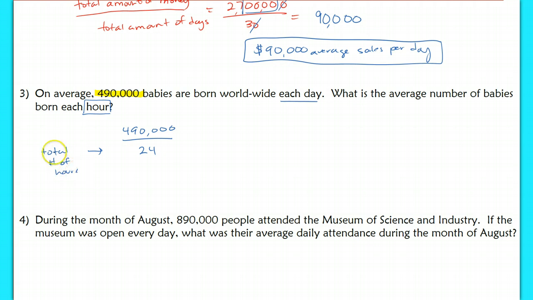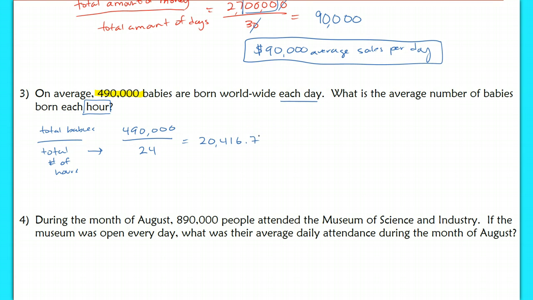Okay, so we have the total number of babies divided by the total number of hours, and that will give me our average. So this number comes out to be 20,416.666, which I'm going to round to 0.7.